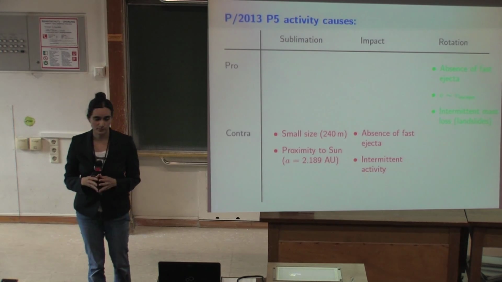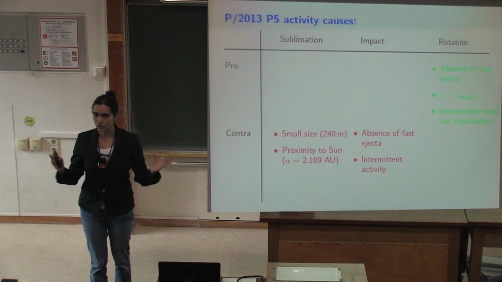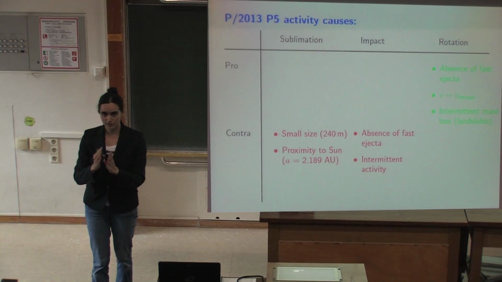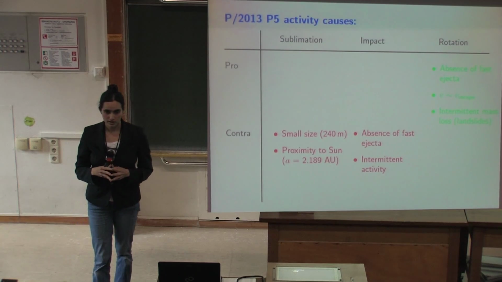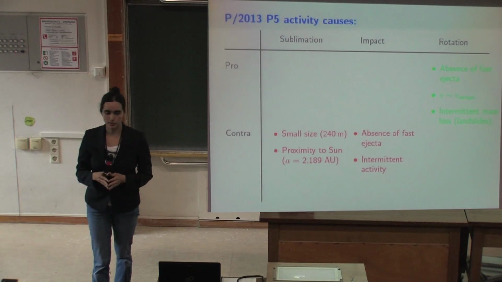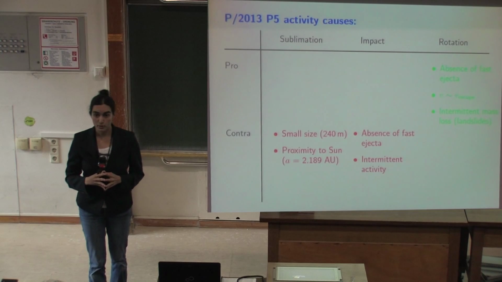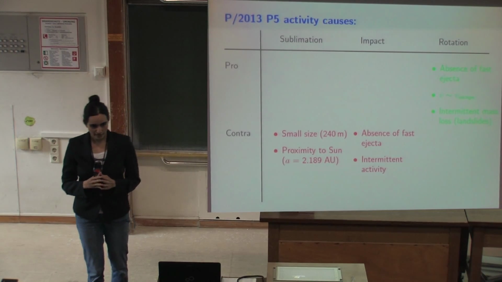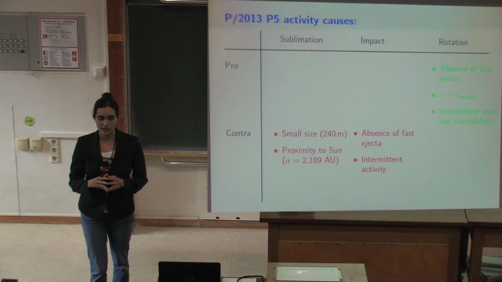Was it an impact? Again, we see the absence of fast ejecta. These tails follow beautiful synchrones. There's no trace of any fast velocity ejecta, and also an impact would not create intermittent activity. That would be one flash, and that would be it. So again, we think that rotation remains the most likely explanation for this type of activity.